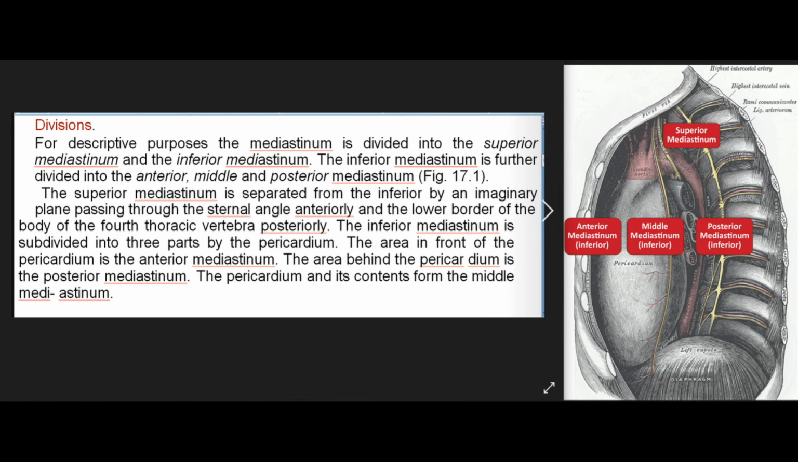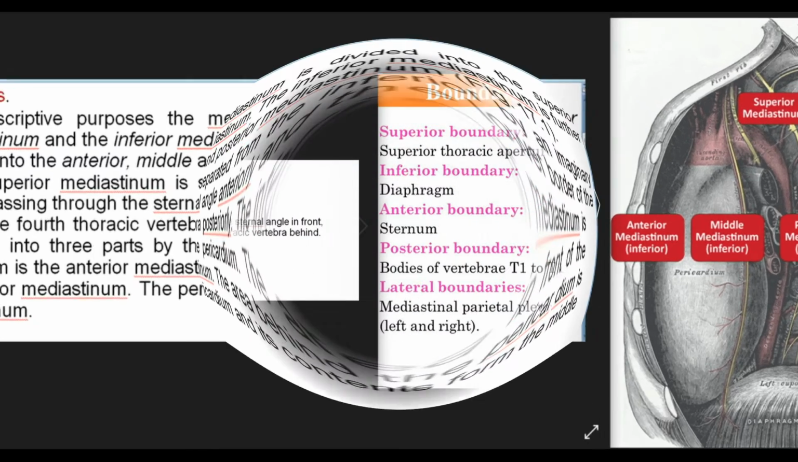Divisions. For descriptive purposes, the mediastinum is divided into the superior mediastinum and the inferior mediastinum. The inferior mediastinum is further divided into the anterior, middle, and posterior mediastinum, Fig 17.1. The superior mediastinum is separated from the inferior by an imaginary plane passing through the sternal angle anteriorly and the lower border of the body of the fourth thoracic vertebra posteriorly. The inferior mediastinum is subdivided into three parts by the pericardium. The area in front of the pericardium is the anterior mediastinum. The area behind the pericardium is the posterior mediastinum. The pericardium and its contents form the middle mediastinum.